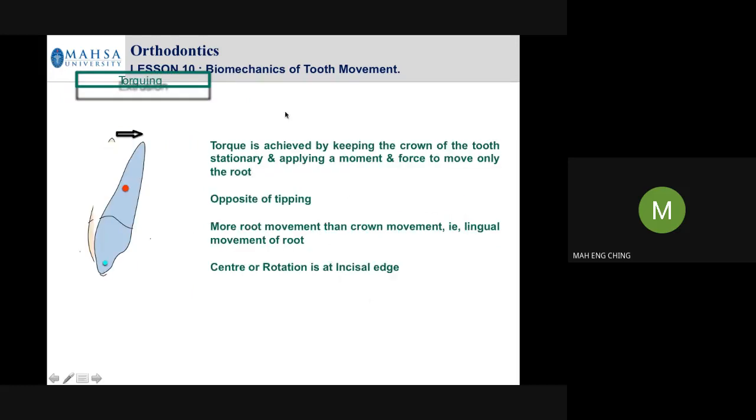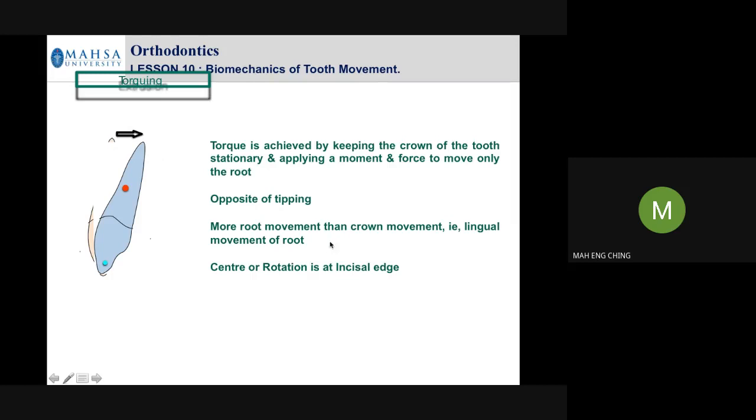So torque is opposite. The crown should stay the same, then the root is moving back and forth. So torque is achieved by keeping the crown of the tube stationary and applying the moment of force to move only the root. So root move, but crown stay the same. But tipping is the opposite. The root should stay, then the crown should move. So it's totally opposite of tipping.